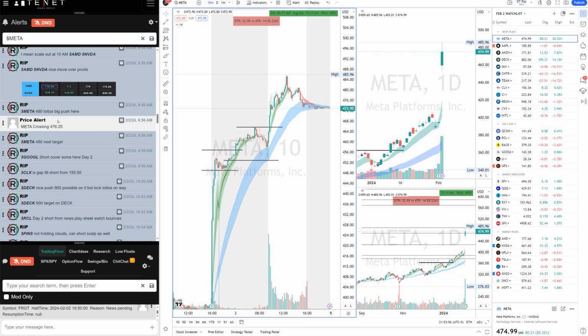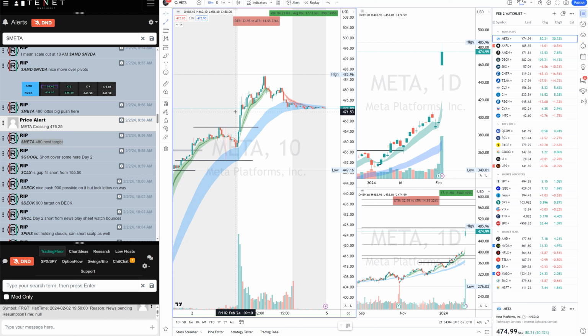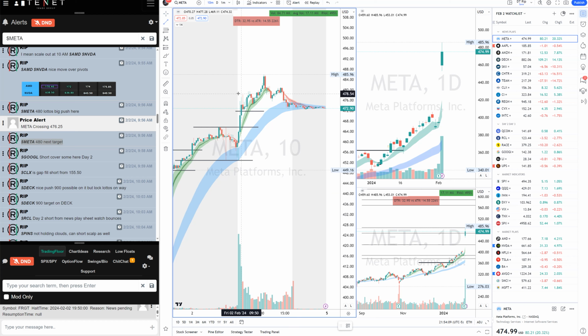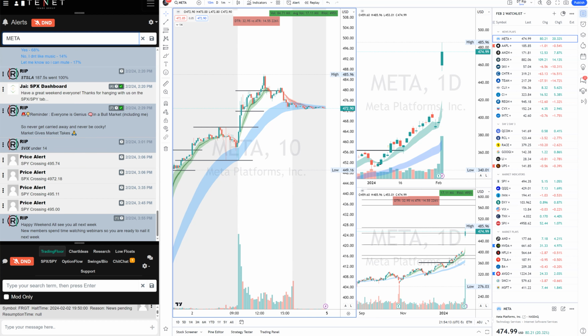Then my next target was 480. We rejected 478. That's fine. It pulls back, holds the level. Look here, holds the level. No big deal. Holding a 10-minute trend. Then boom, hits the 480 target right there.